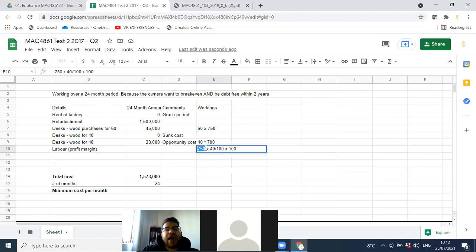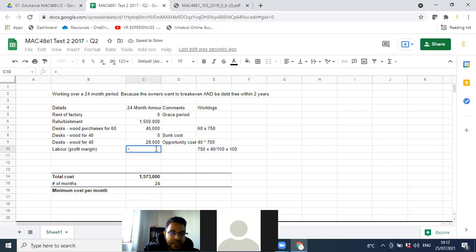The uncle does not know how much he paid for the other 40. Uncle's going to charge him labor on the uncle's price of 750, whether he buys for whatever. So it's 750 times 40 over 100 times 100 desks. Okay, so just be aware of that.